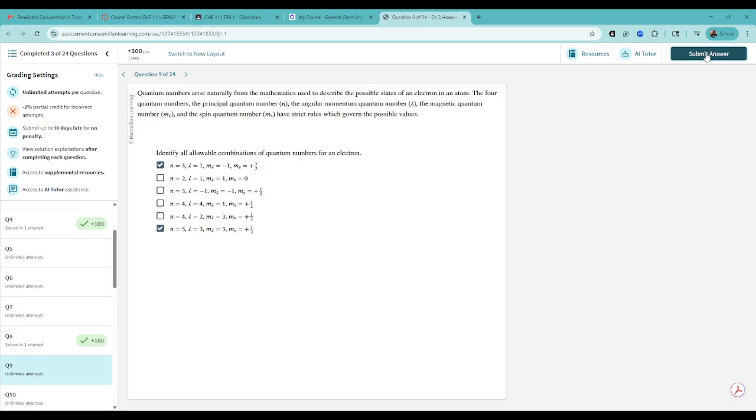So remember, n can be any number, but L has to be at least 1 less, but positive or 0. M sub L cannot be greater than L, but it can be any number, positive or negative. And m sub S, which is the spin of an electron, can either be up or down, but it can't be 0.